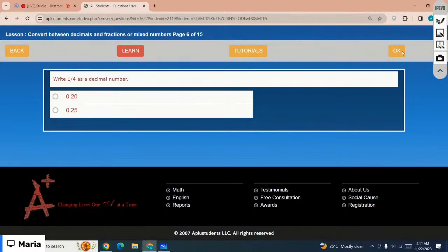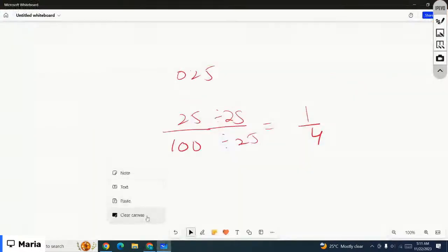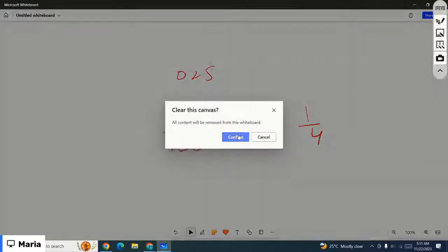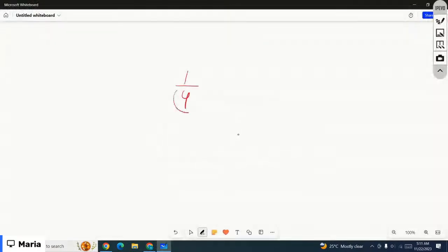Write 1 by 4 as a decimal number. So which is the correct option? How do you write 1 by 4 as a decimal? That is 1 over 4, right? You can make this denominator 100. You have to multiply it by 25 because 25 times 4 is 100, right?